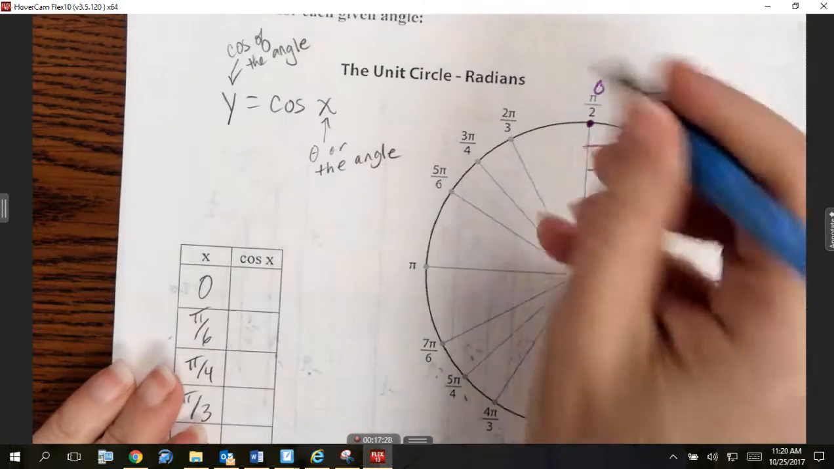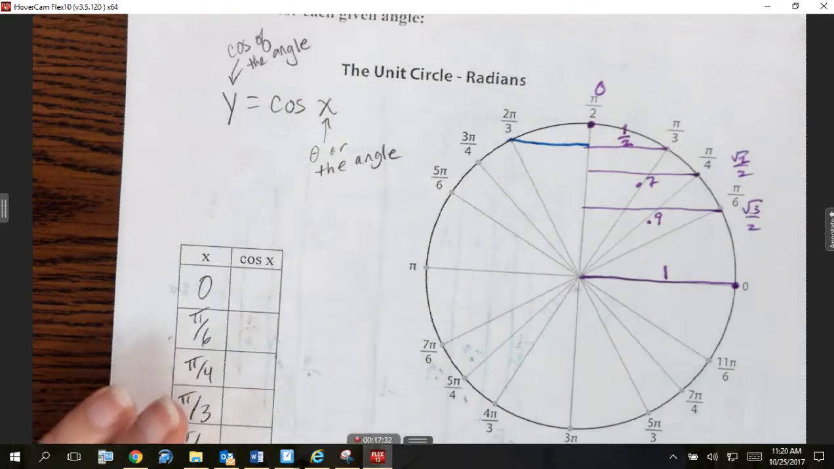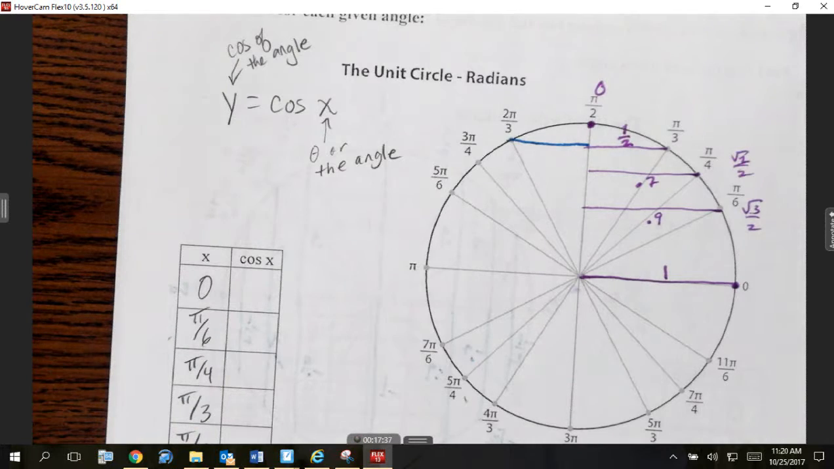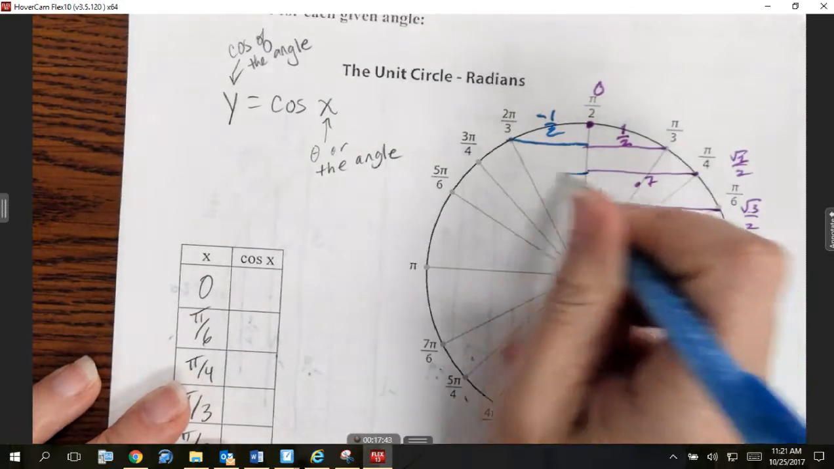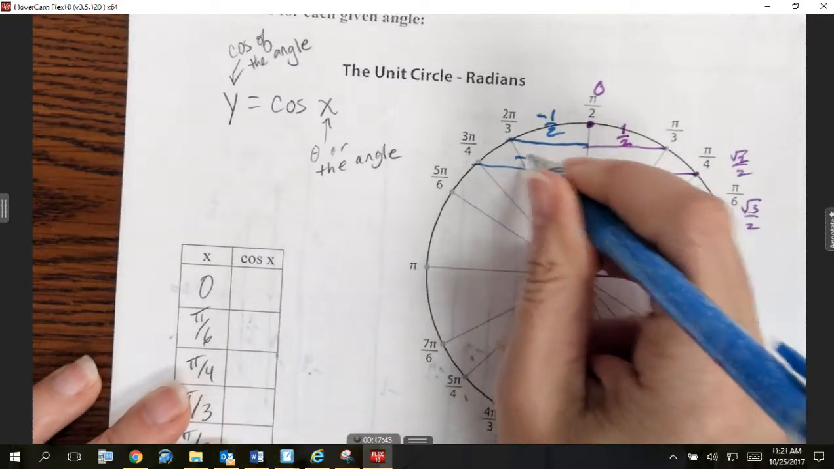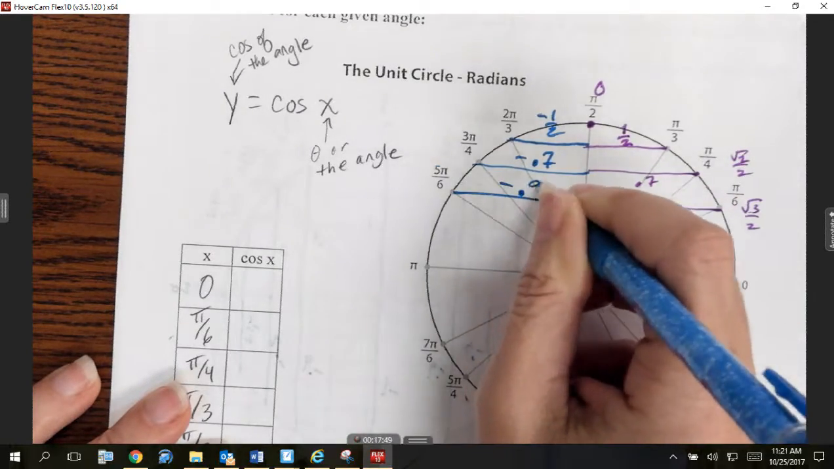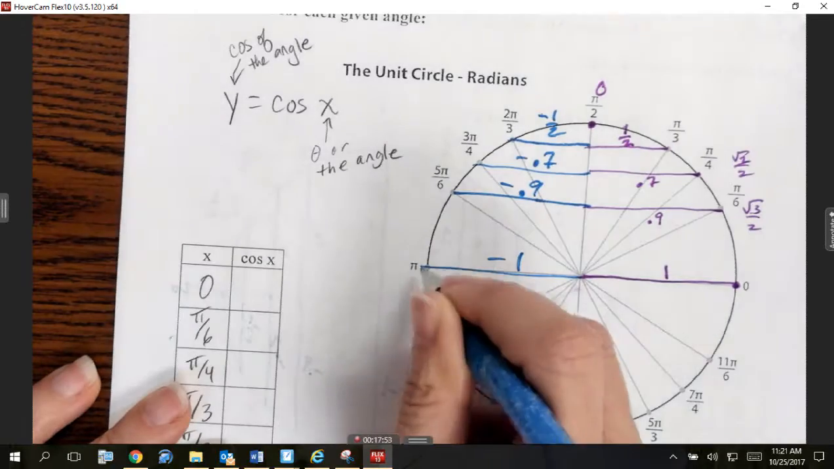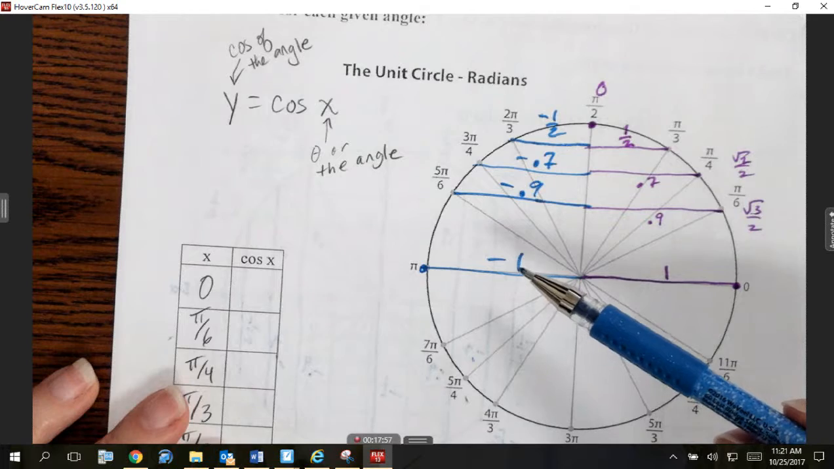What happens next after pi over 2, I should say? What happens to cosine? Why did I change colors? It's negative now. It's now negative half. And then we've got negative 0.7, and then negative 0.9, and then negative 1. So it's getting more and more negative till we get to pi.